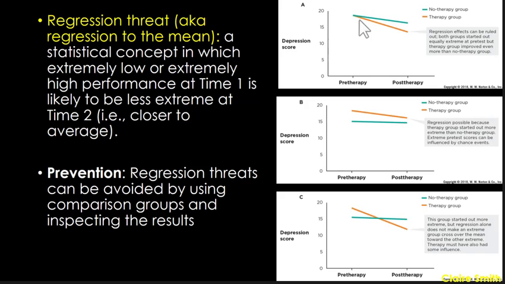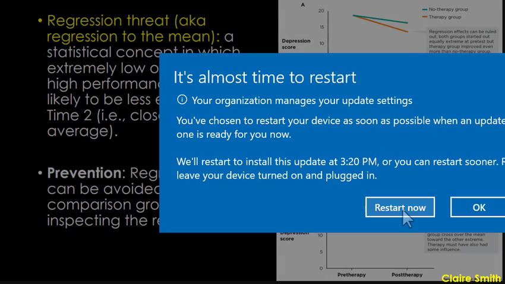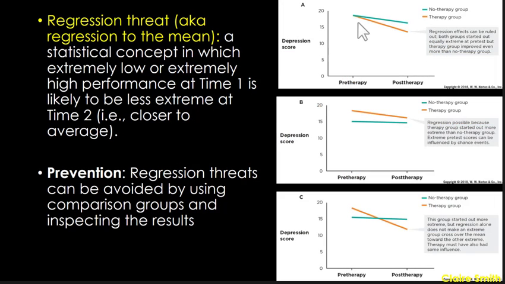Since both groups started at the same point, but they ended up separately, if this was just due to some sort of regression effect, we'd see they both end up at the same point regardless of therapy or not. But since there's significant change between the therapy and the no therapy group, we can rule out that this was just due to regression. B here, regression could be possible.